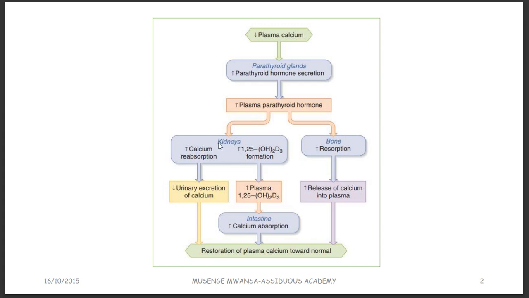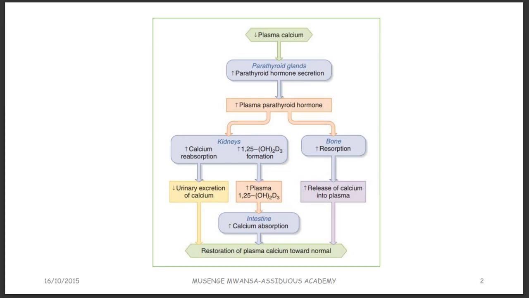So starting with what it does on the kidney, it is going to do two things. Number one, instead of the kidney excreting, removing calcium, it is going to cause the reabsorption of calcium, not really from blood but from urine, so there's a reabsorption of calcium from the urine into blood. At the same time, there's going to be excretion of phosphates.